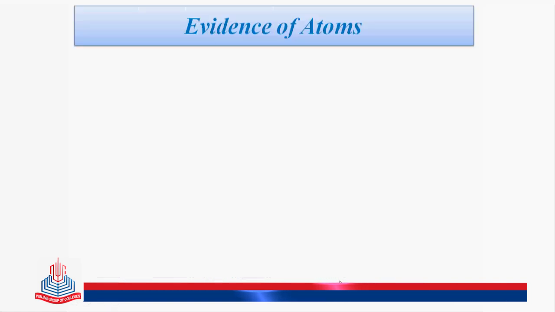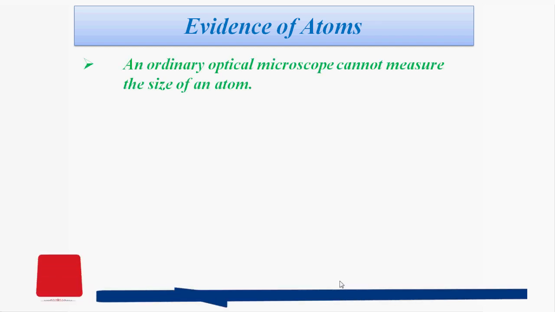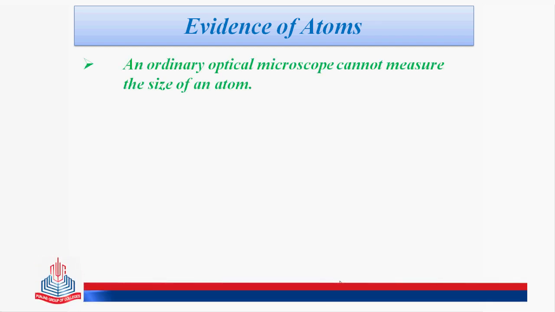Now talking about the evidence of atom. जब हम बात करते हैं atom की, हम कहते हैं it is the smallest particle of an element. तो ये बात clear है कि atom का size measure करना एक आसान काम नहीं है. As it is very small in size, it is impossible to see an atom. But the evidence of atom can be seen. Now how can we get evidence of an atom? An ordinary optical microscope cannot measure the size of an atom. Why? Because an ordinary optical microscope uses light, and the wavelength of light is longer. So it cannot be used to get evidence of an atom.